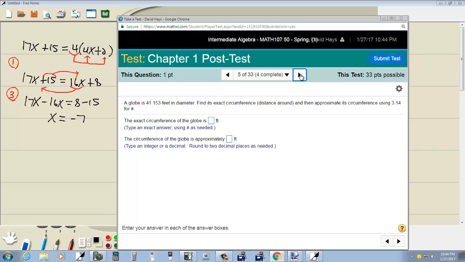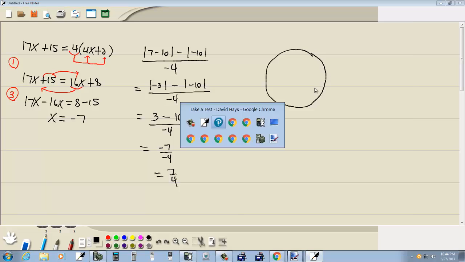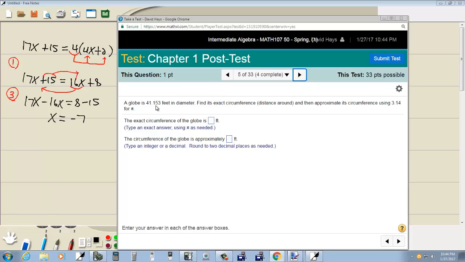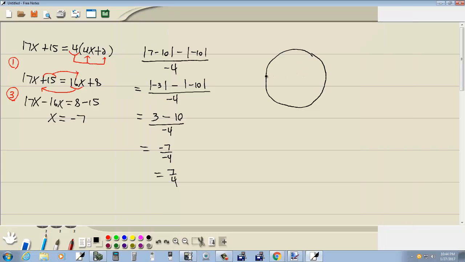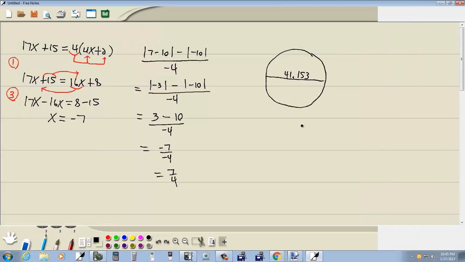Okay, a globe diameter. Find the exact circumference. Okay, this is going to throw me. A globe is 3 dimensions, but I don't think that has anything to do with what you're saying. Okay, so it's 41.153 feet in diameter. So that's how it's going across. Find its exact circumference, and then approximate the circumference using 3.14 for pi.